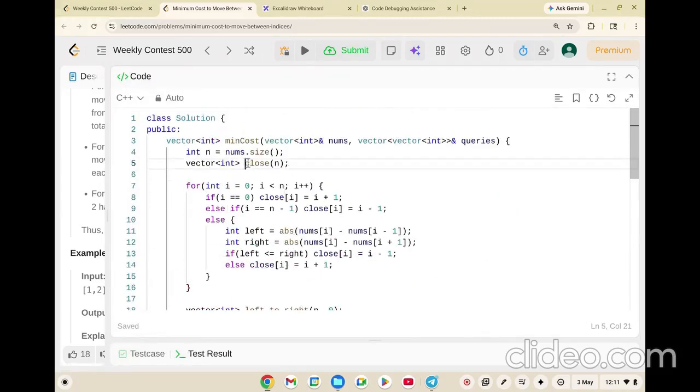So we will create a close vector initially. If you are at index 0, then you will say close of 0 will be I plus 1, because for 0, the close is the next element. If you are at the last element, the close will be I minus 1, the prior value to it. And else you will find the left, you will find the right.